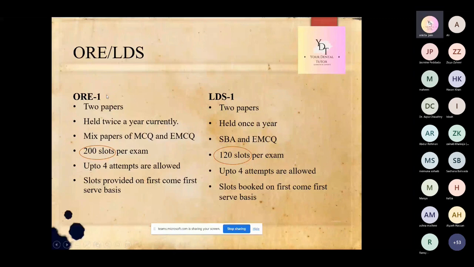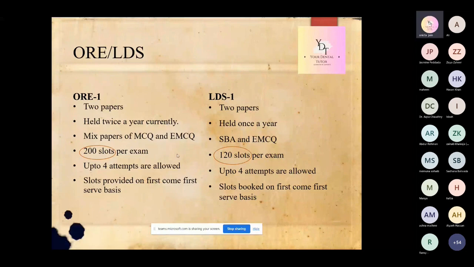ORE is held twice a year. LDS is held once a year. There are mixed papers of MCQ and EMCQ in both the exams. 200 slots are there per exam for ORE, which is held twice a year. Currently, this is the only system. And for LDS, there are 120 slots per exam. For ORE, up to 4 attempts are allowed. For LDS, also up to 4 attempts are allowed to pass part 1. Slots are provided in both the exams on a first come, first serve basis.